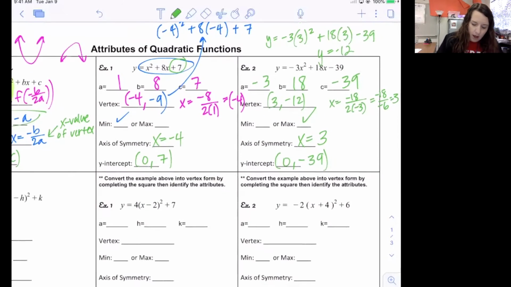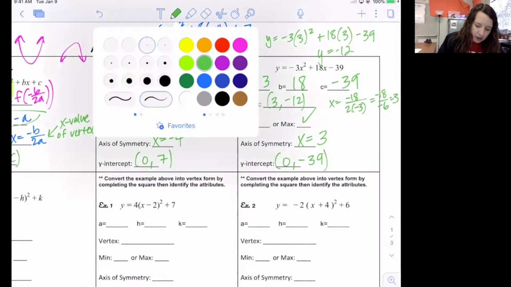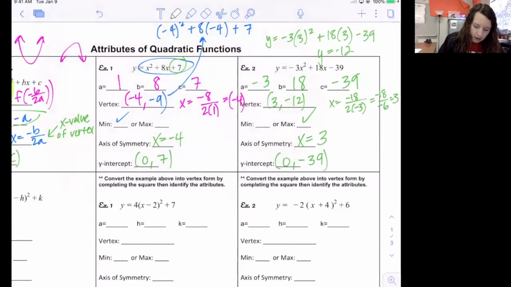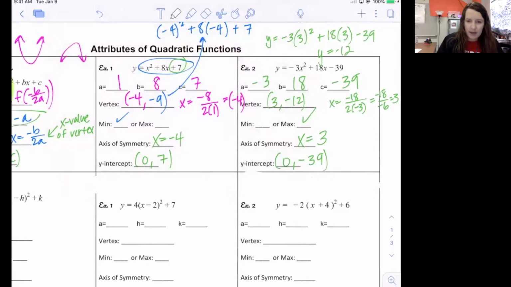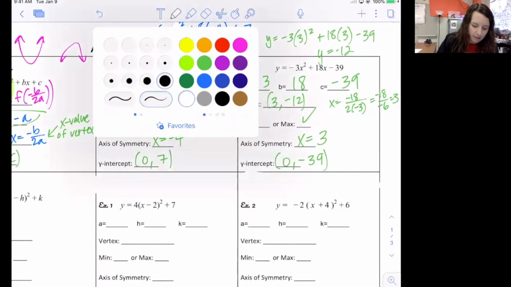Okay. We're going to actually be able to ignore this because we're not converting from standard to vertex form. And on your physical copy of your notes, that's not there. So that was just left over from something else.